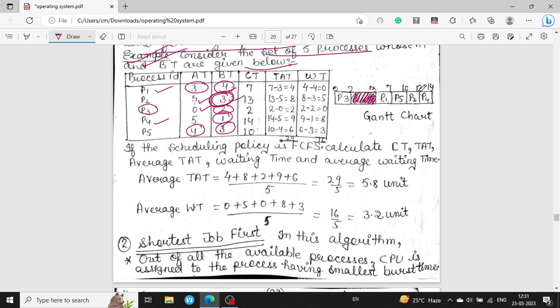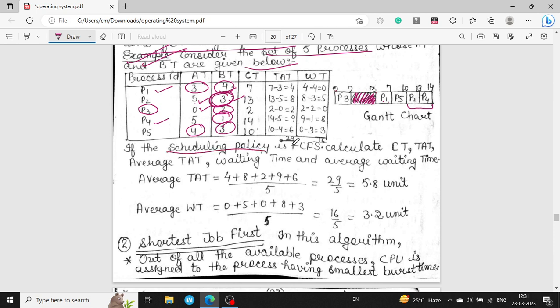So that's why P2 first, then for P4 we will provide the CPU at the end, and this type of case is called convoy effect.